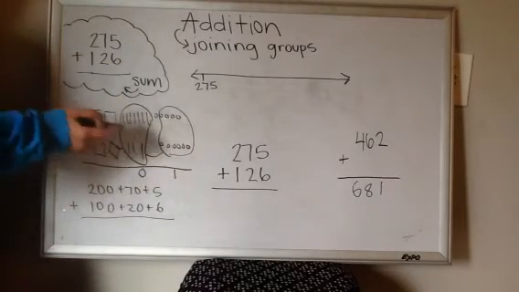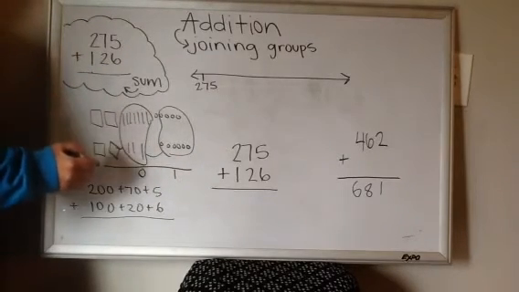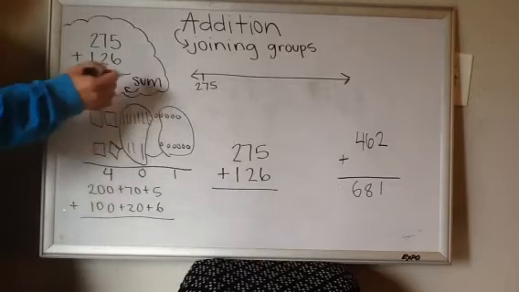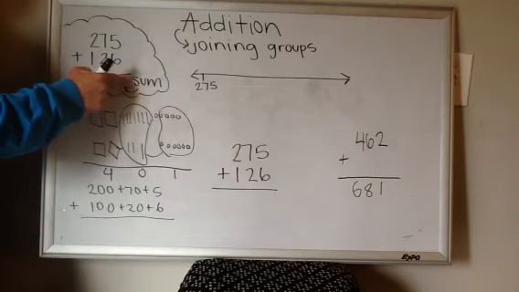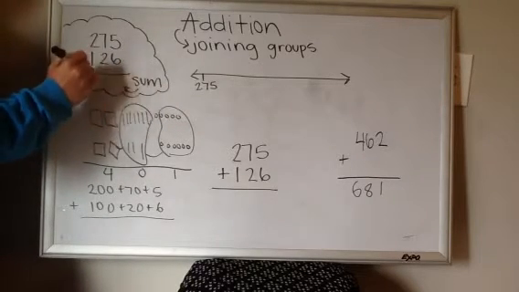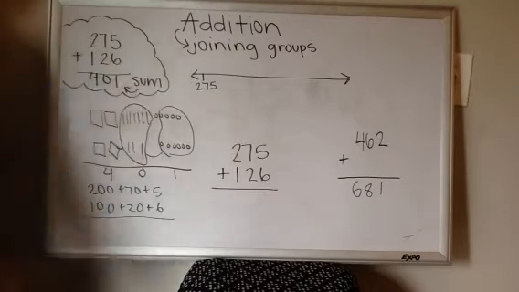All right, and then let me move over to my hundreds. 1, 2, 3, 4. Only 4. So my sum, that's that important math word for addition totals, is 401.